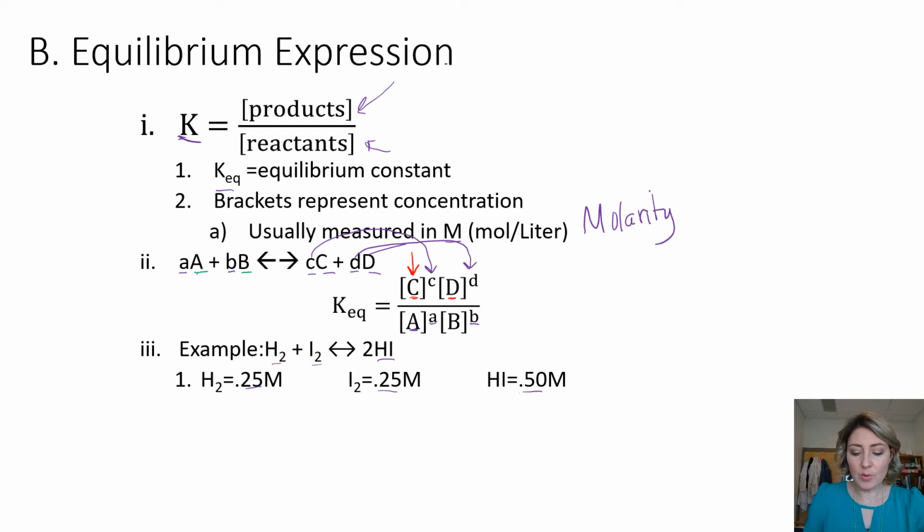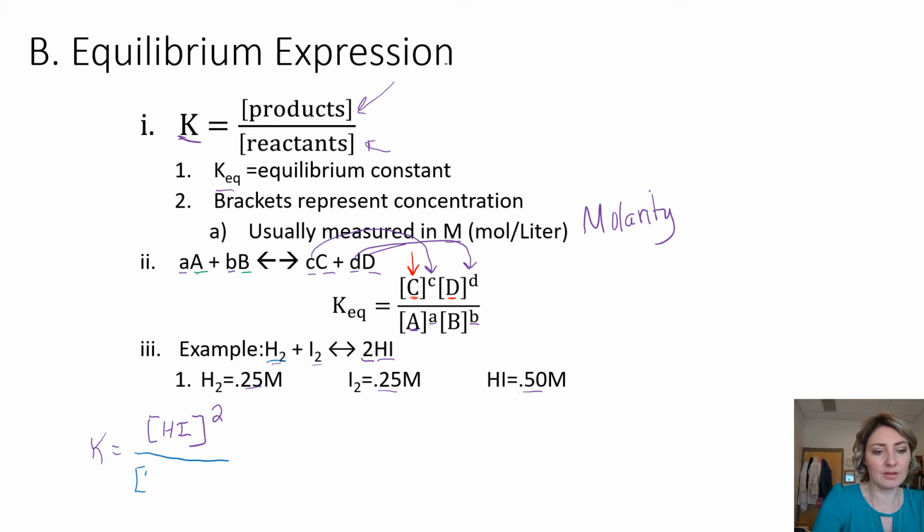So to set this equation up, I'm going to start by writing a generic equilibrium expression. I know that I'm going to put my products on the top, and I'm going to have the concentration of HI, raised to the power of the coefficient. On the bottom, I'm going to put my reactants. So I'm going to have the concentration of H2 raised to the coefficient. There is no number in front, so I can assume that it's raised to the first power.